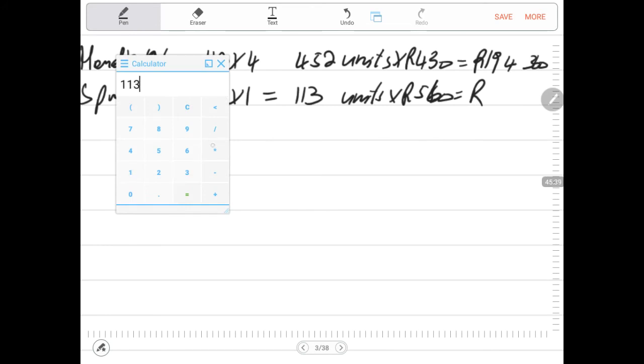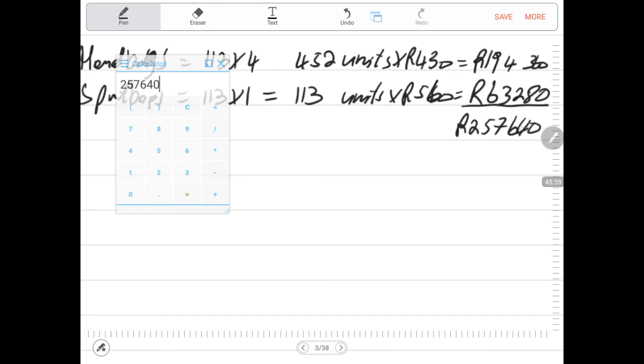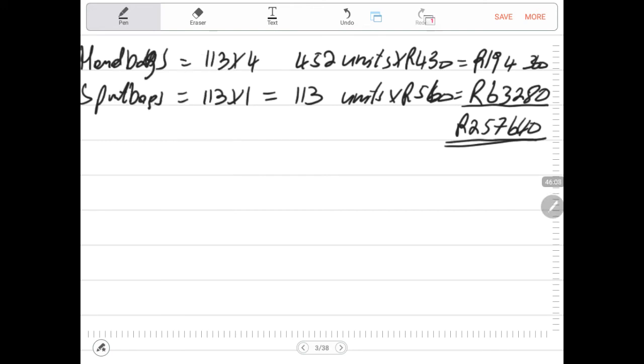Second one is 113 times 560. This gives us 63,280. The total will be 63,280 plus 194,360, which is 257,640. This is the revenue the company will receive at the break-even point. So this is our total. It is very important to say sales value there. You write the sales value.